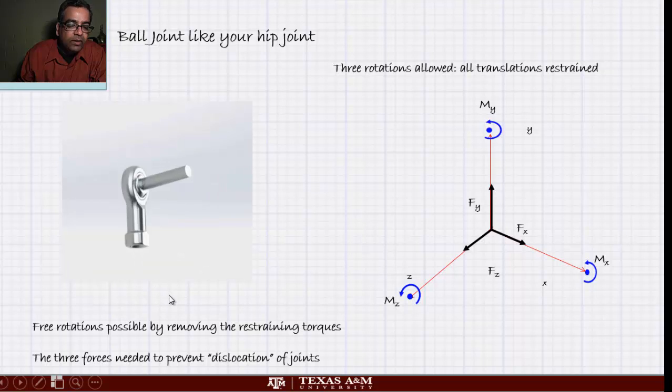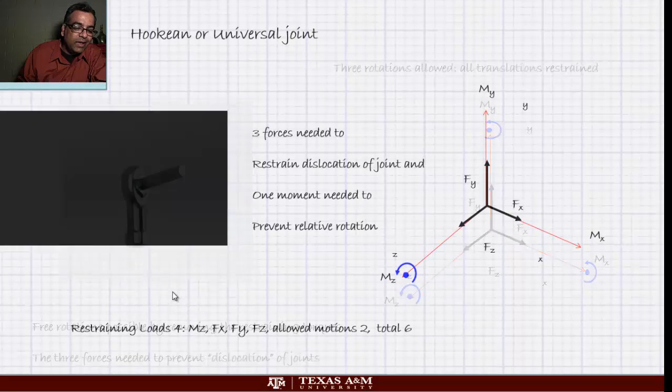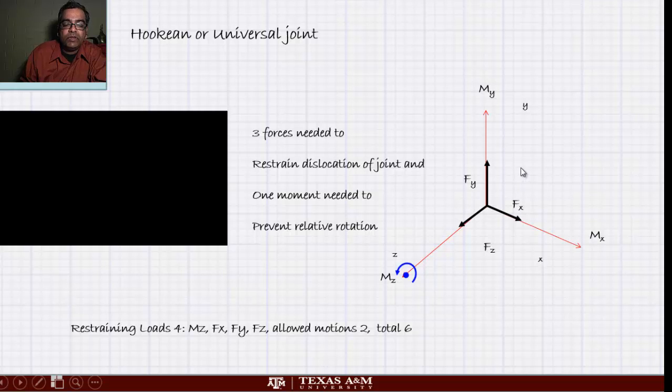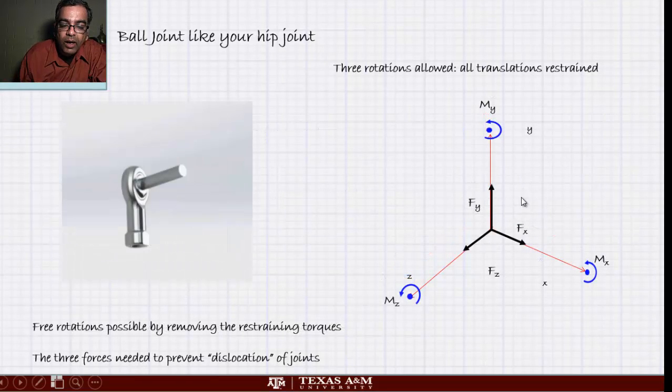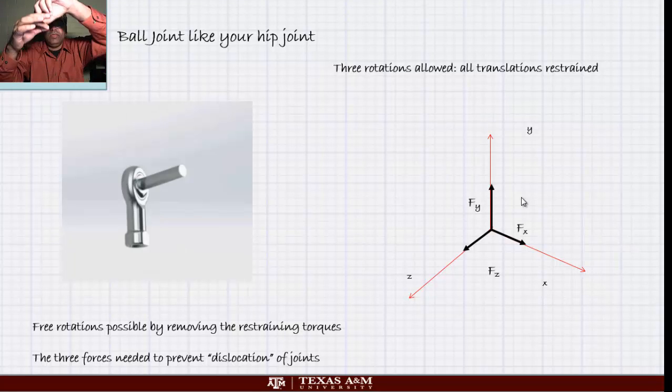In this case, you can see that it can spin around itself and it can kind of roll around. So it has 3 degrees of freedom, 3 different ways in which you can move it, and 1, 2, 3 rotations are allowed, but no translation is allowed. It will prevent you from dislocating your joint. But it will allow all kinds of rotations, this way, this way, this way. That's a ball joint. So in a ball joint, the corresponding forces will be those Fx, Fy, Fz.